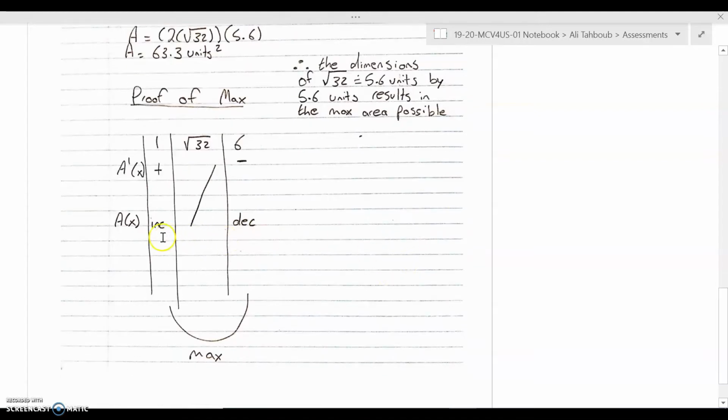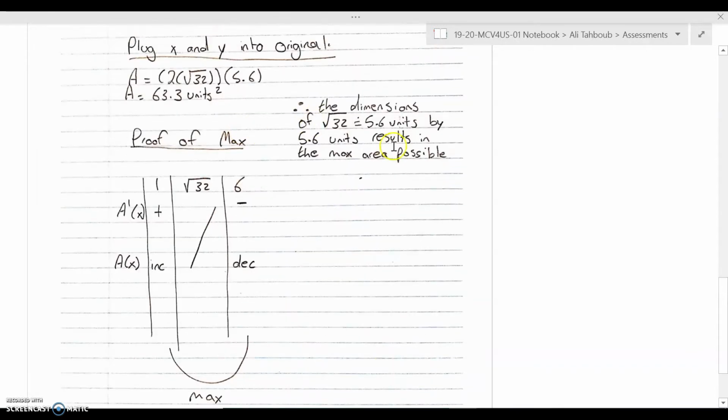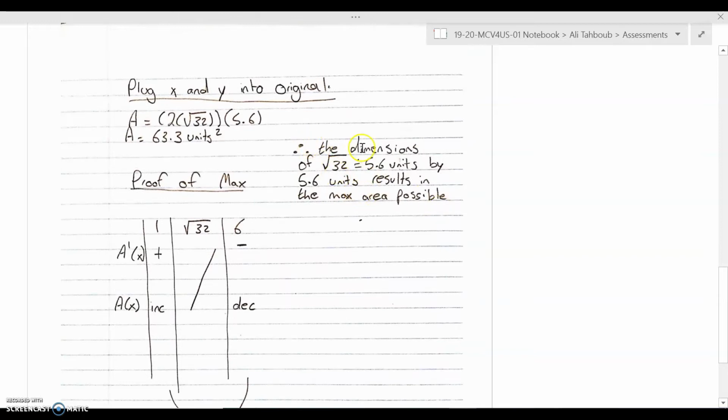And as we can see here, it goes from increasing to decreasing, and we all know that if something goes from increasing to decreasing, it creates a maximum. That's how we know for sure that this answer is the maximum dimensions possible for the rectangle. And yeah, that is the final answer, and these are the final dimensions needed to get the maximum rectangle inside the semicircle.